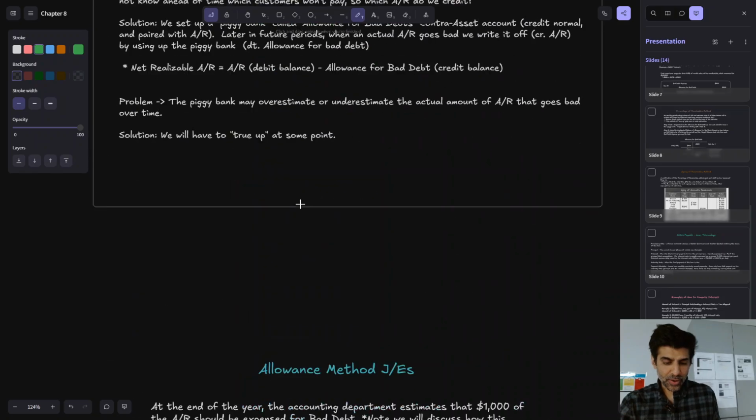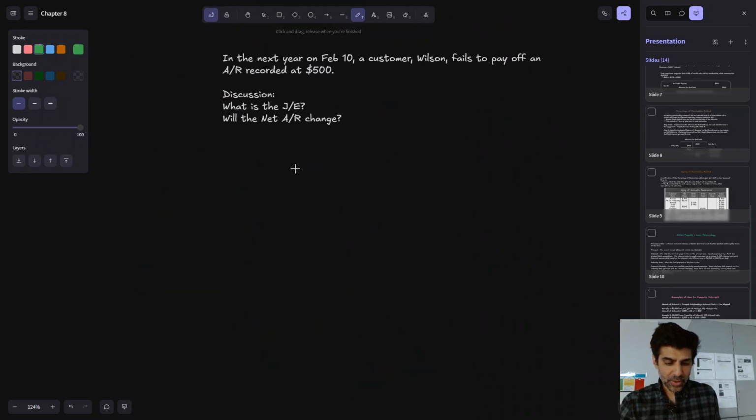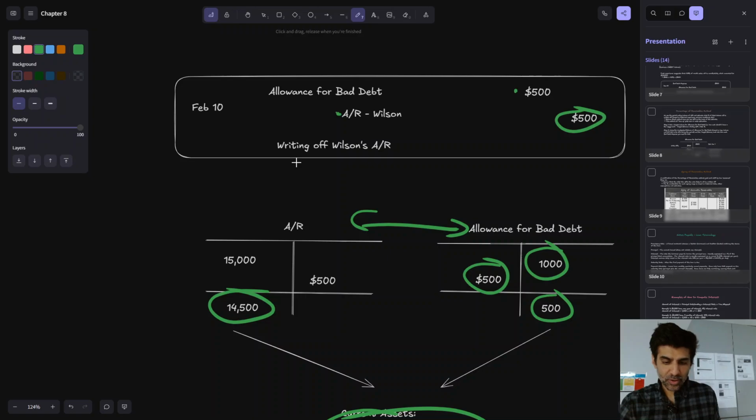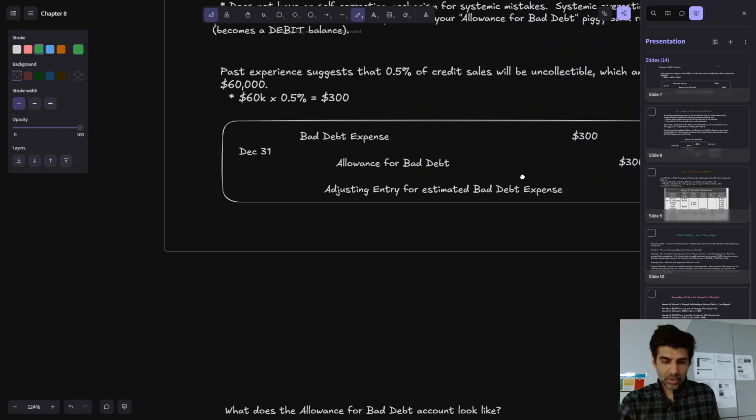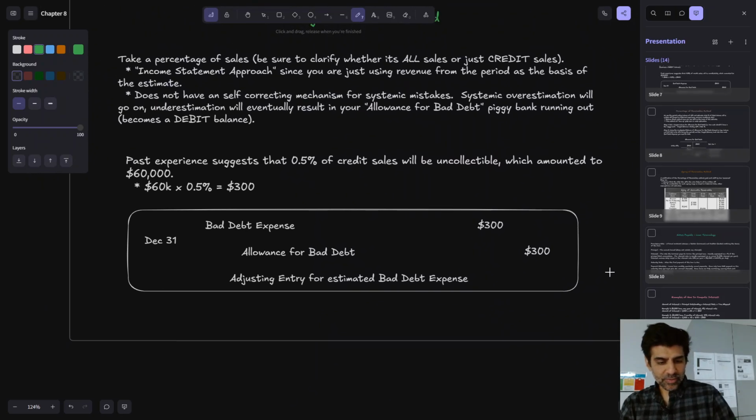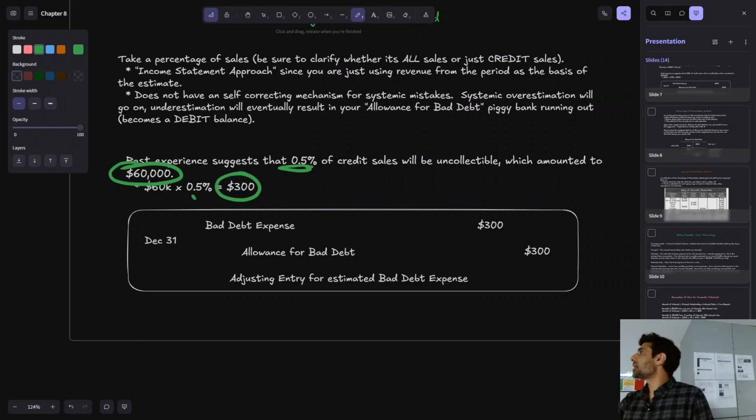Remember, with the percentage of sales method, we just had our percentage and then we saw how much sales we had and applied this percentage, and this is the amount of the adjusting entry. It didn't really take into account how much we have in our allowance for bad debt piggy bank already. It just calculates the expense straight up.